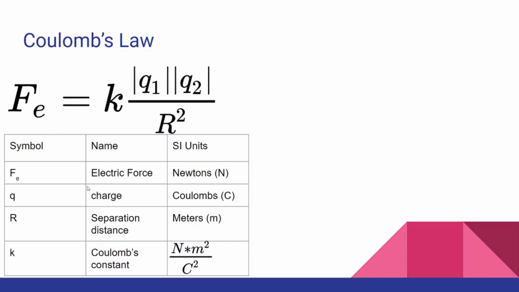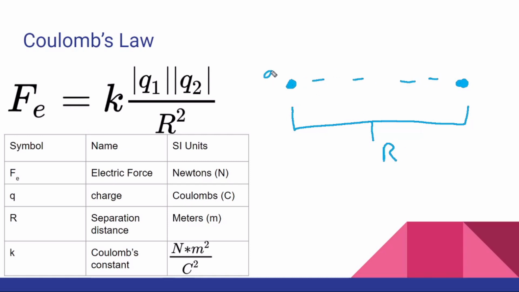Here's a chart for more clarification on each of the variables in the equation, and this equation models situations like this, where you have two charges, Q1, Q2, and you want to find the value of the force of attraction or repulsion between the two. Now, some more important information to remember.